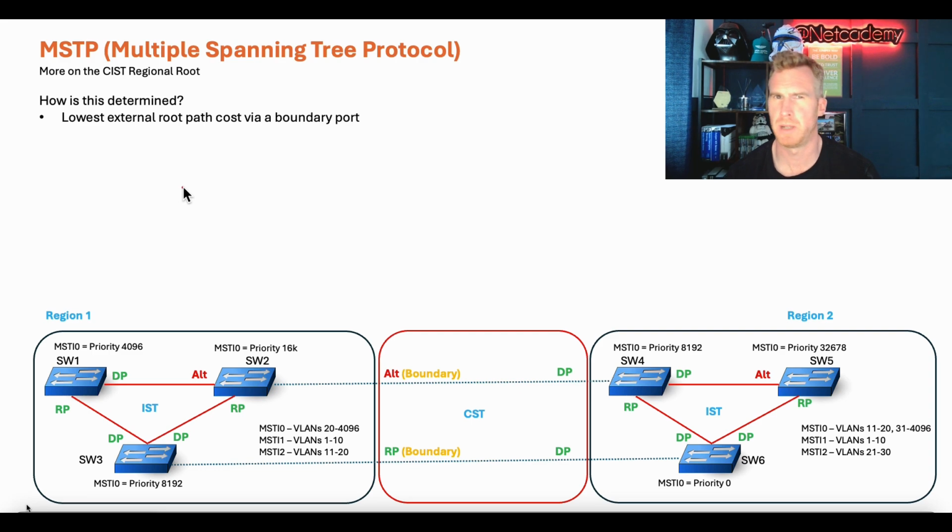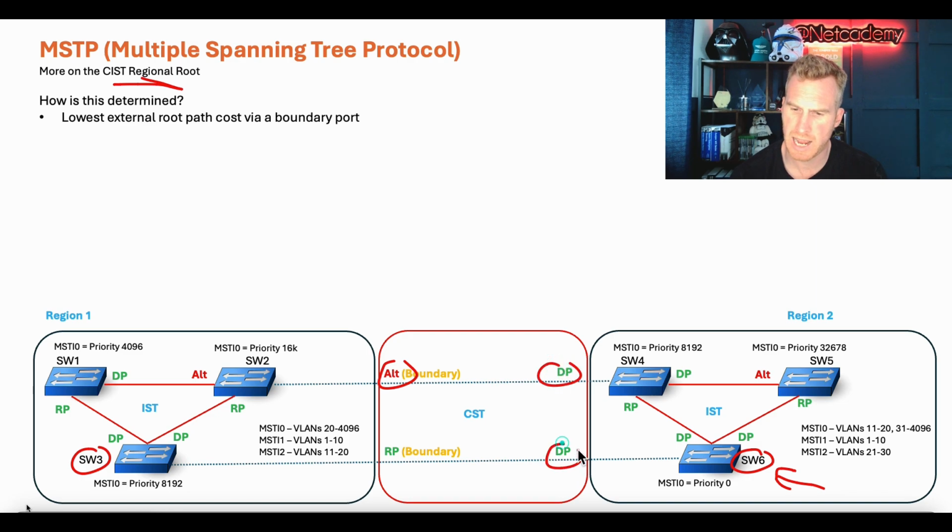So let's go through a little bit more detail, not the CIST regional route. We know that that's going to be SW6 and SW3, and that the CIST route is SW6 as well. But what I want to go through is how the port roles here are actually determined in this common spanning tree, in this CIST. Well, as always with anything STP related, the lower the cost, the better it actually is.